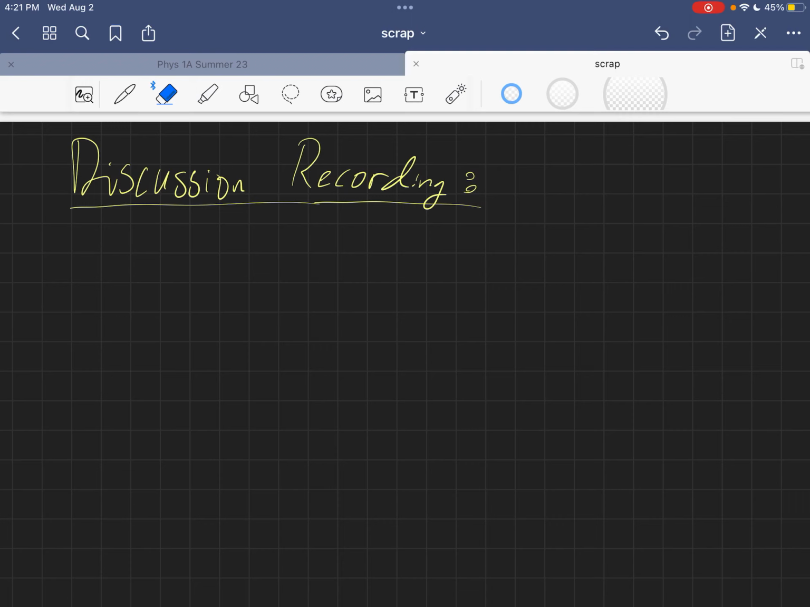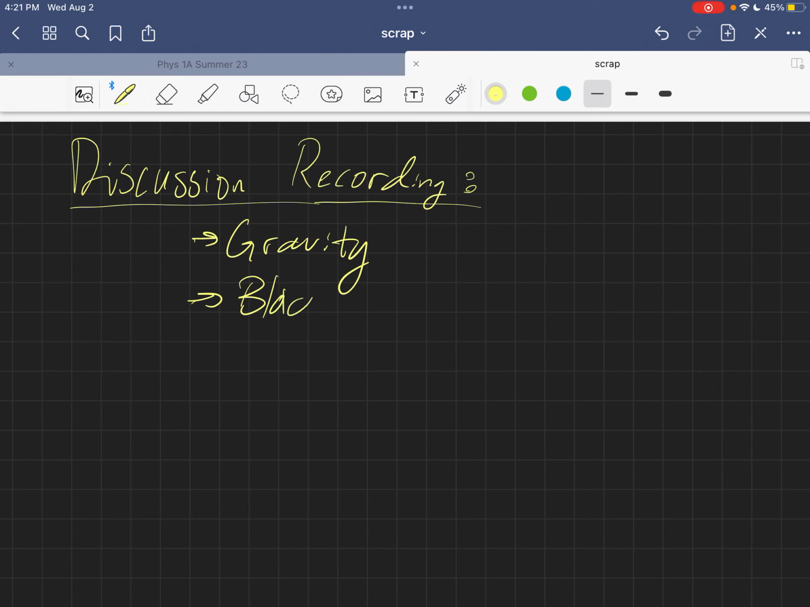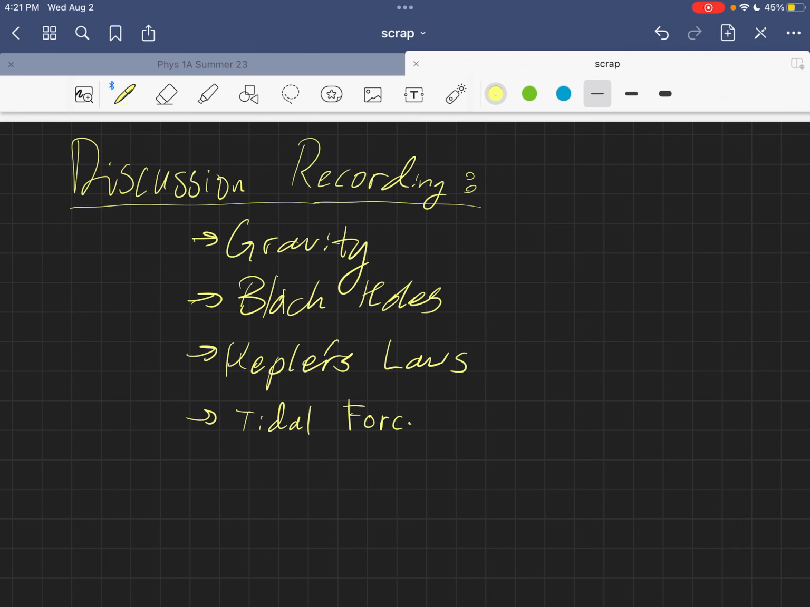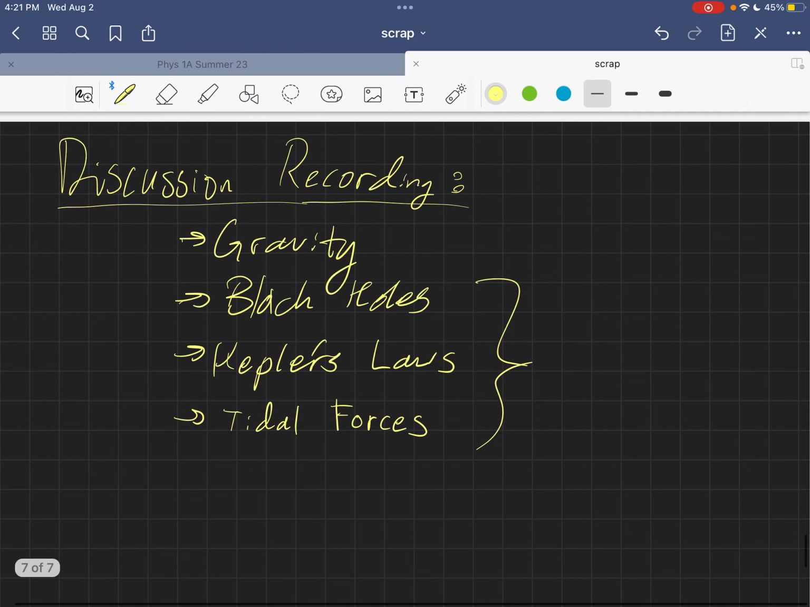Okay, so today I'm going to go over gravity, black holes, one of Kepler's laws, and, adjacent to black holes, tidal forces. Okay, these 3 things, black holes, Kepler's laws, tidal forces, are not on the exam. So they're just for us to practice. We're not going to be expected to do them on the exam.